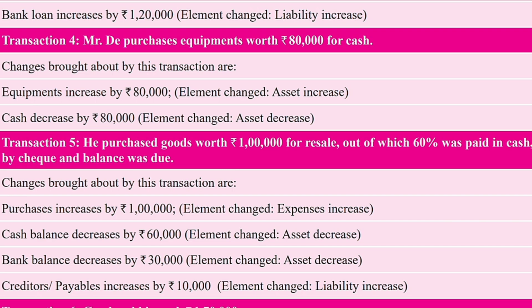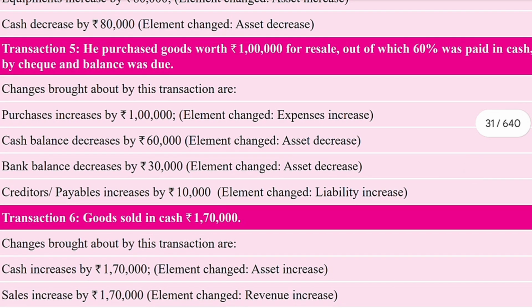So that means our cash decreases, 80,000 decreases. Transaction 5. He purchased goods worth rupees 1 lakh for resale, out of which 60% was paid in cash, 30% by check, and balance was due. What is happening here? Here, he's buying his goods so that he could sell, right? Goods means something that we are buying so that we can sell it to the customers. That is our business.